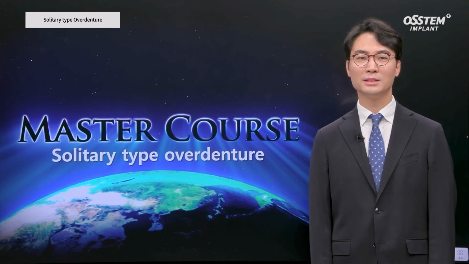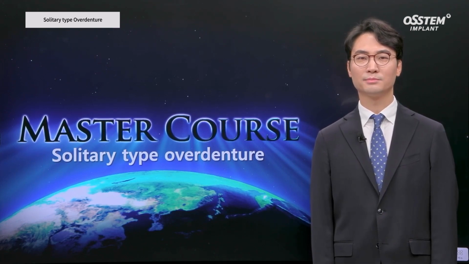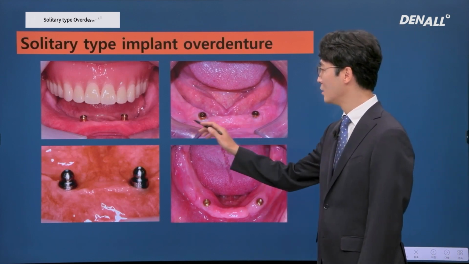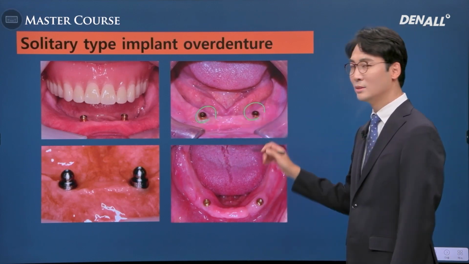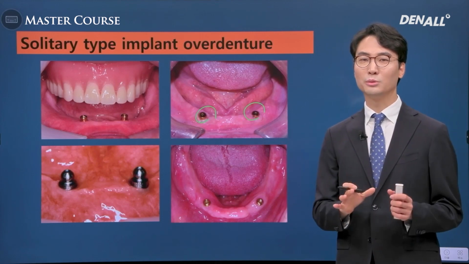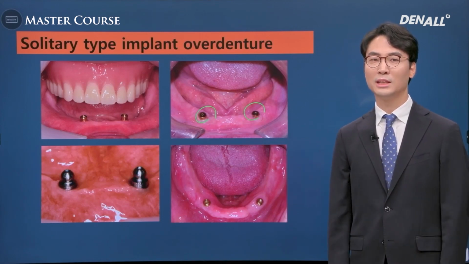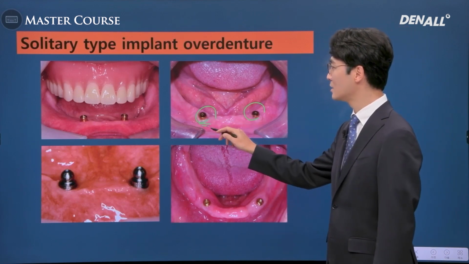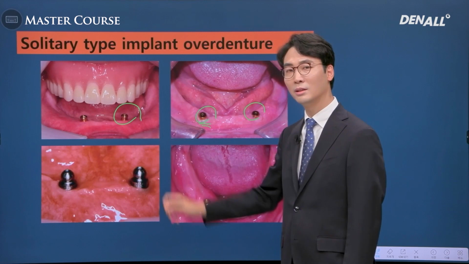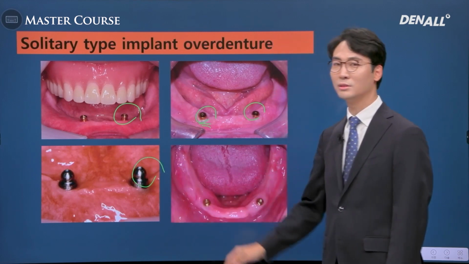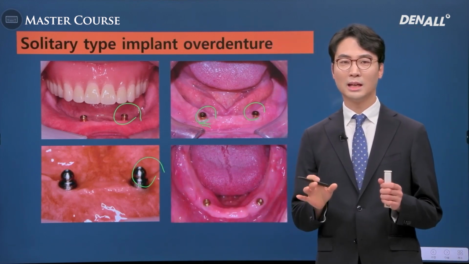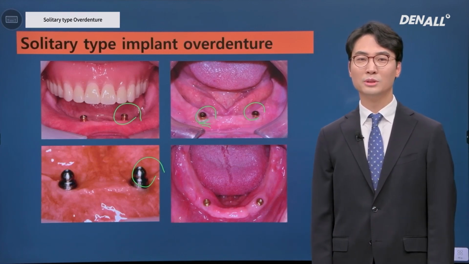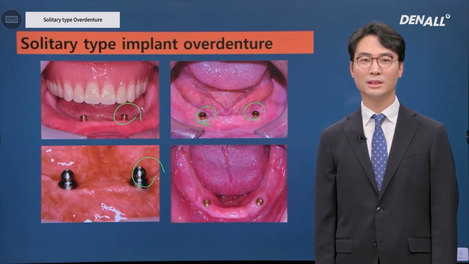Today I want to talk about solitary type overdentures as part of online master course. Solitary type implant overdenture means two implants are not connected and solitary attachments are connected. Magnet, locator, and O-ring attachments are primarily used. Because implants are not connected, there can be pros and cons associated with it, and I want to go into this topic today.